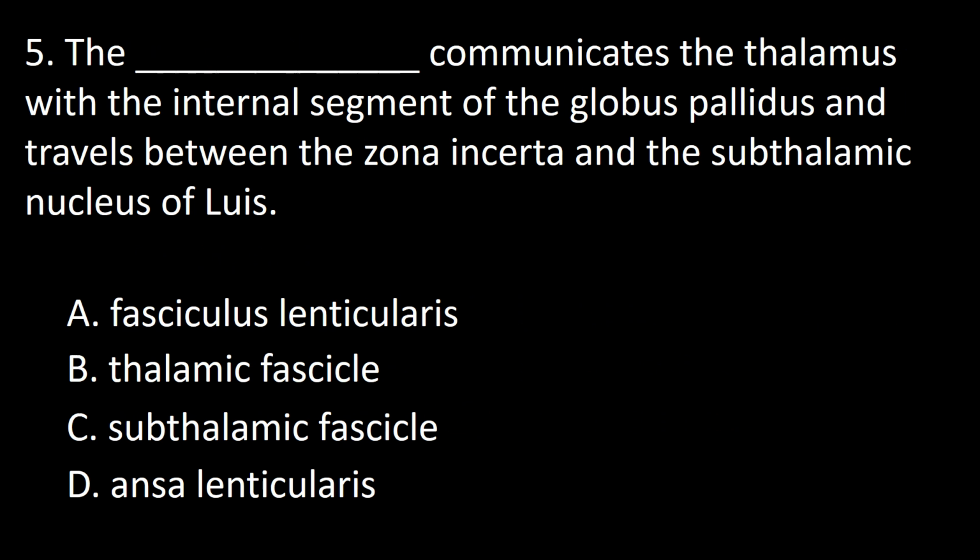Next question. The what communicates the thalamus with the internal segment of the globus pallidus and travels between the zona incerta and the subthalamic nucleus of Luys? A. Fasciculus lenticularis. B. Thalamic fascicle. C. Subthalamic fascicle. D. Ansa lenticularis.